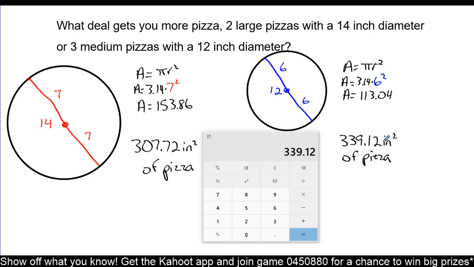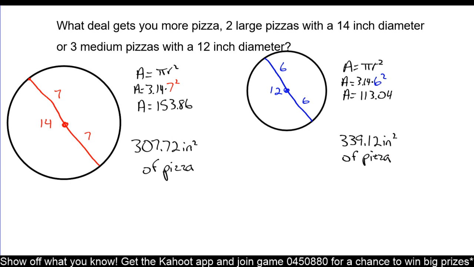So which of our deals gets us more pizza overall? Believe it or not, 3 medium pizzas is more pizza than 2 large pizzas. And this is all factually accurate.